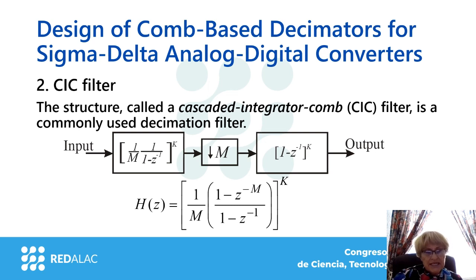The simplest decimation filter is the so-called CIC filter. CIC is an abbreviation of Cascaded Integrator-Comb filter, and the structure is shown here. We have three blocks. The first block is the block of integrators, and this is the block of combs. And here inside is downsampling by M. The system function of the CIC filter is given in this equation.